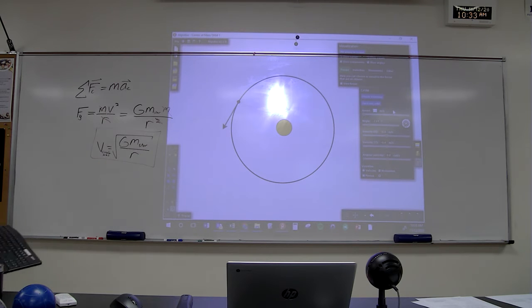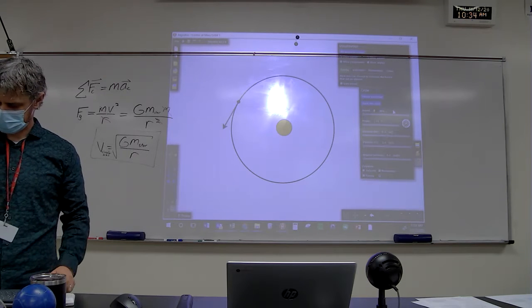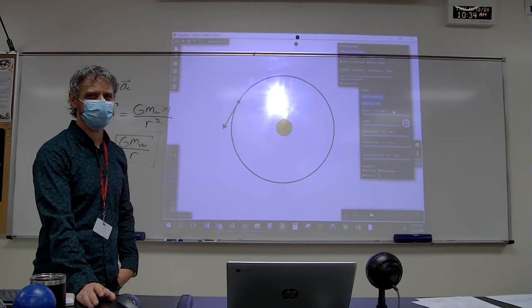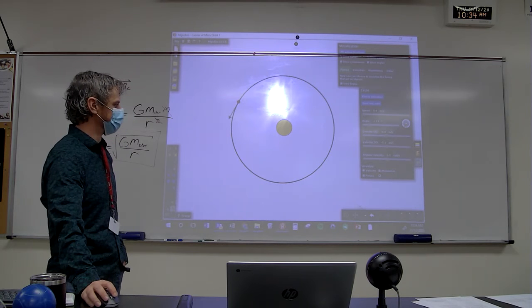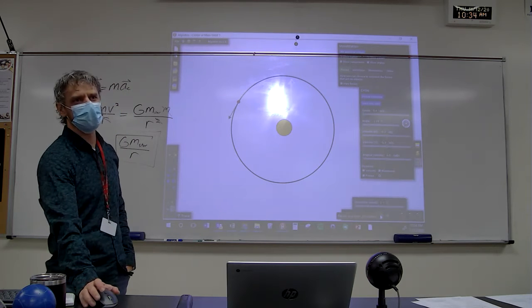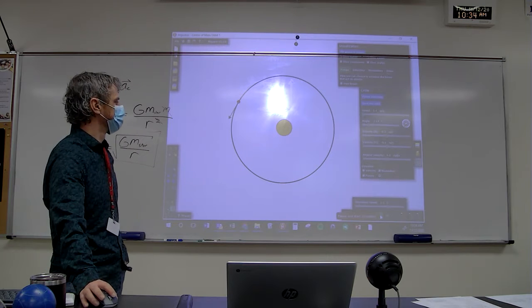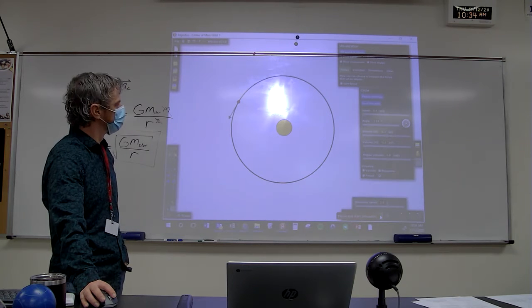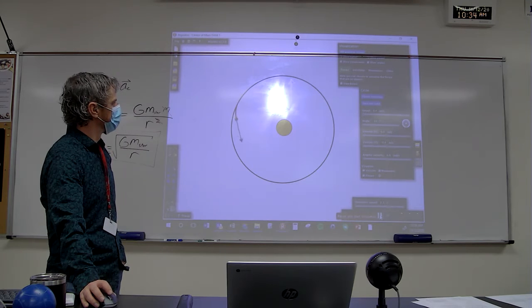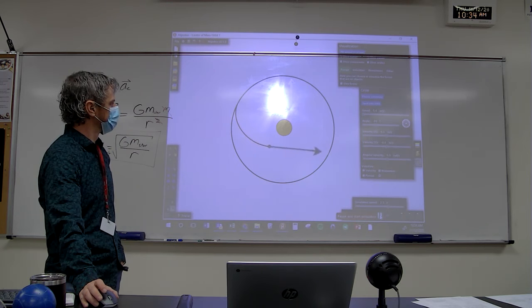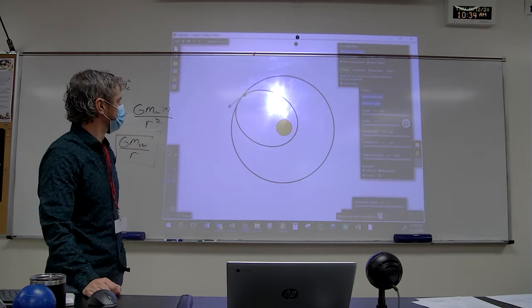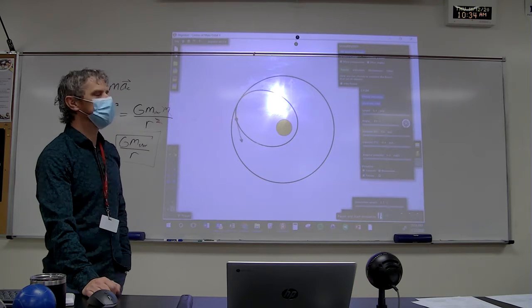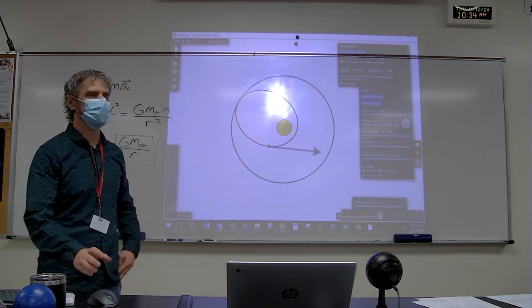What do you think will happen if I go slower? Object will move slower. Wrong, no, I'm just kidding. What do you think is going to happen to the shape of its path? Is it going to fall into the sun? It's going to move closer to the sun because the radius has to compensate for the lack of speed. Yeah, kind of. But it doesn't necessarily have to fall into the sun. Now it's going to have an elliptical orbit, and that ellipse is going to be inside of the original circle.